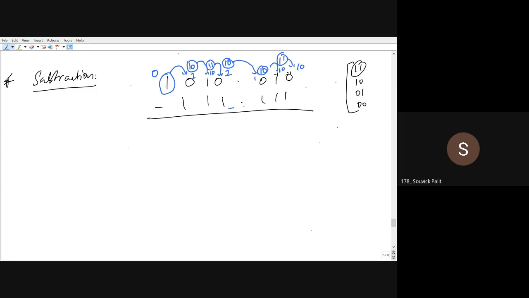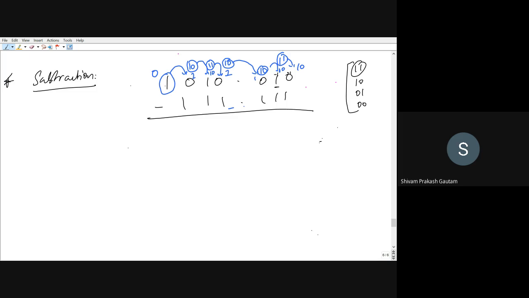So, sir, we will always start from the left-hand side? No, you have to analyze by yourself, right? That is what I said. See, if you have borrowed it from here, just this bit, then this bit would have become 0, and 0 minus 1, again you have to borrow it. You can do it bit by bit as well, right? But at first, it will be better if you can analyze the whole number at once.